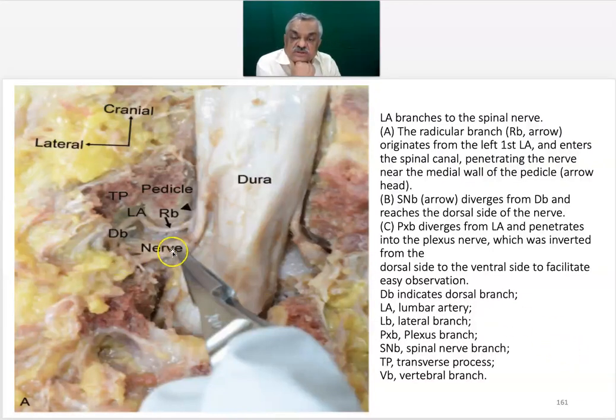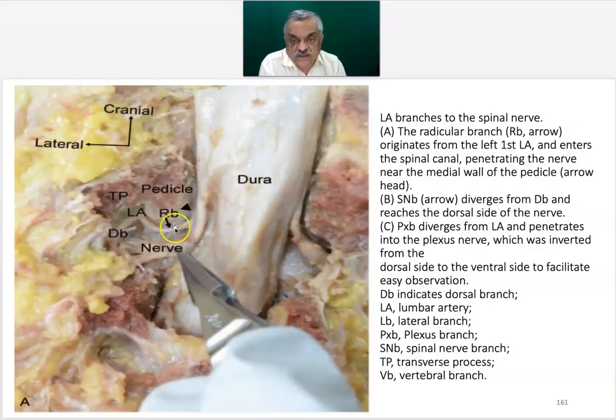So what we do is, this is the nerve and this is the dura, this is the lumbar artery, this is the dorsal branch, this is the RB, the radicular branch, this is the nerve, and we can go through this. The lumbar artery branches to the spinal nerve. The radicular branch, which is shown here, originates from the first lumbar artery, enters the spinal canal, penetrating the nerve near the medial wall of the pedicle. Now this is the pedicle and this is the medial wall of the pedicle.